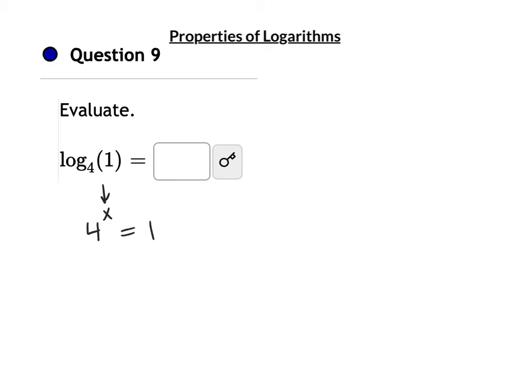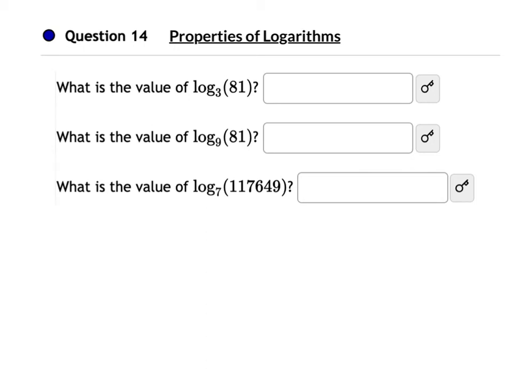Anything to the 0th power is 1. The answer here is 0. A logarithm is an exponent. On question 14, we're looking for the exponent on 3 that makes 81. 3 to the 4th is 81. For the second one there, 9 to some power is 81. Well, that would be 2.